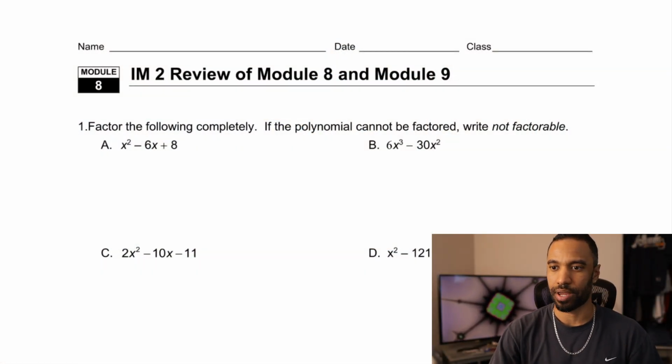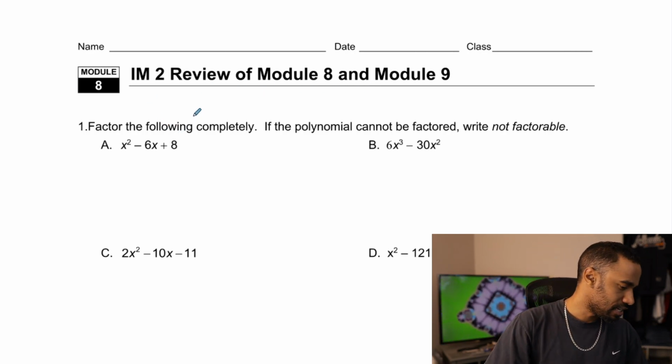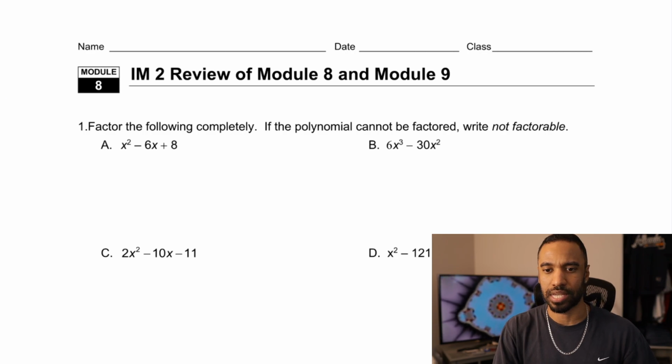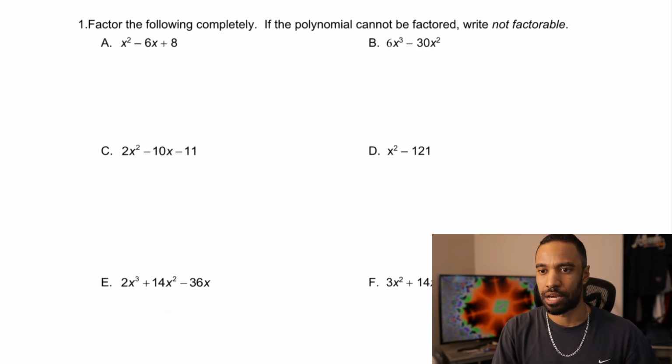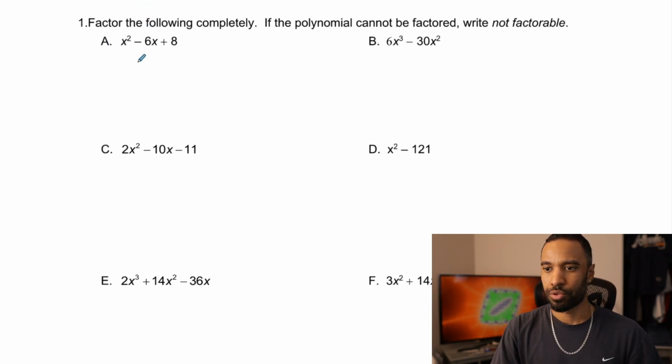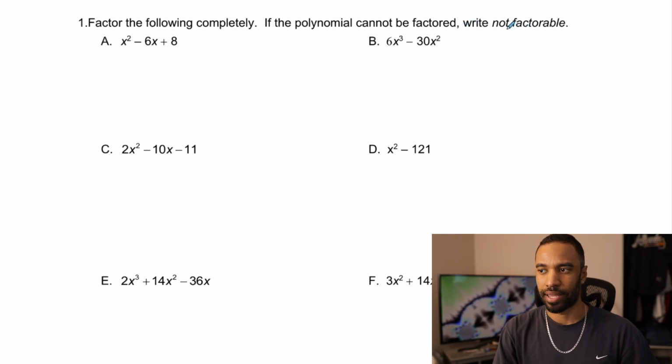And I'm going to show you the sheet right here. Modules 8 and 9 come out of our textbook. It's not Big Ideas Math. I don't remember what the actual title of the book is called. That's kind of bad. But let's go ahead and look down below. Number 1, parts A through F. Factor the following completely. If the polynomial cannot be factored, write not factorable.